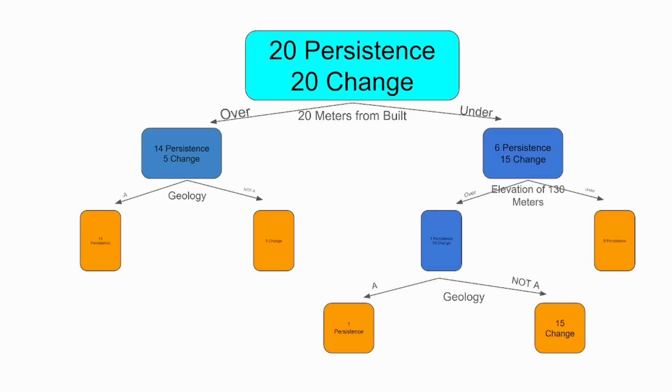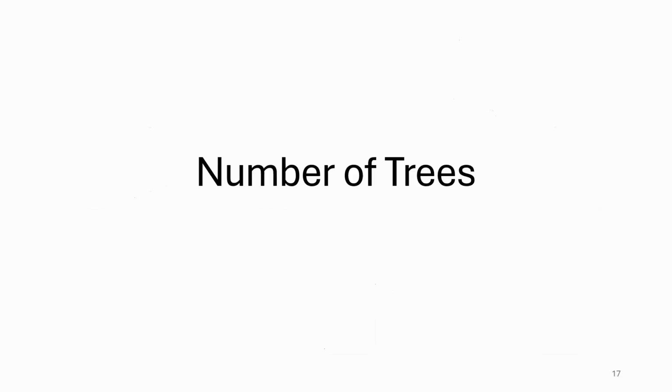Now the tree is constructed, and new data, the full extent, is inputted into the built tree and classified as change or persistence. Then all of the trees' results are averaged together into the decision forest, and a transition potential map is outputted. Now I will show how changing the number of trees affects the outputs of the model.